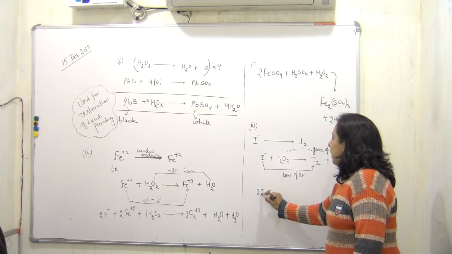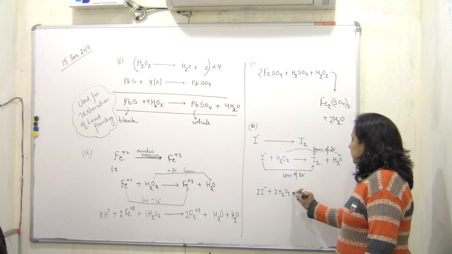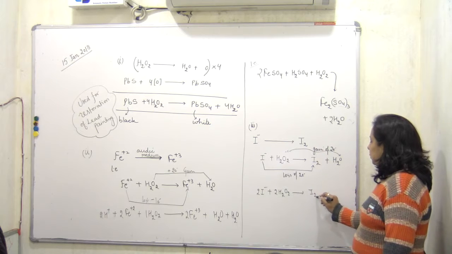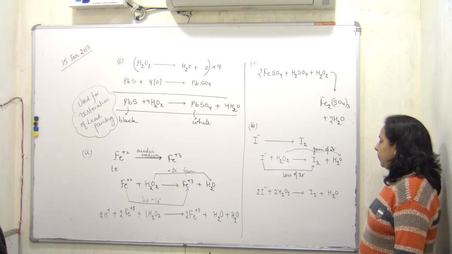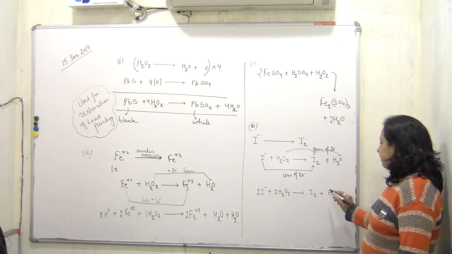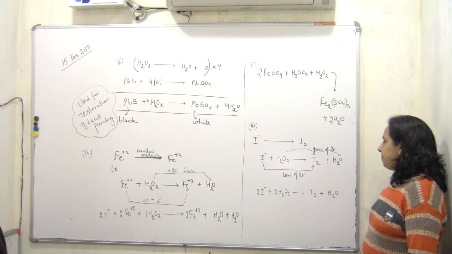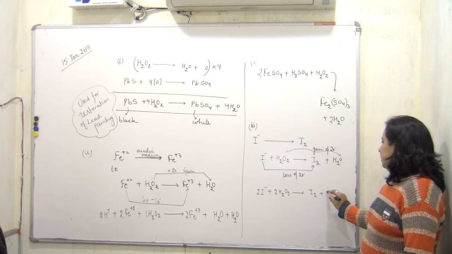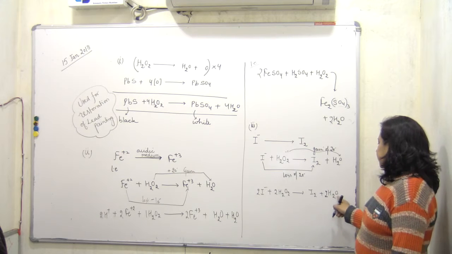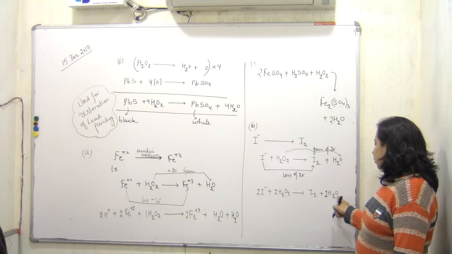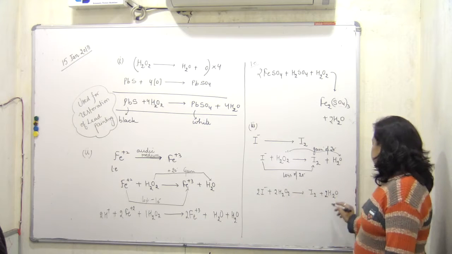It means 2 iodide plus 2 H2O2 gives I2 plus water. Now we can write it as 2 H2O; hydrogen is balanced, and oxygen, 4 oxygens are there on one side, 2 oxygens on the other, 2 2s are 4.